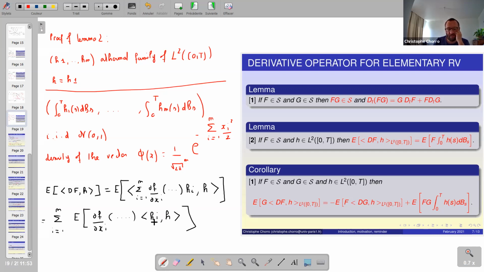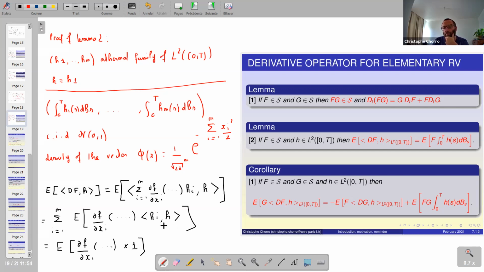But from my hypothesis, I know that h is equal to h1 and that the hi are an orthonormal family. So this term is equal to 0 if i is different from 1, and equal to 1 if i is equal to 1. So I have here simply the expectation of df over dx1, with the Wiener integrals inside, multiplied by 1.